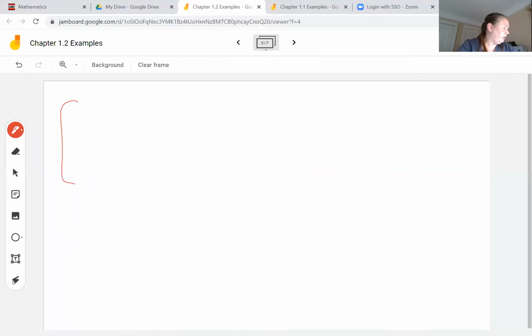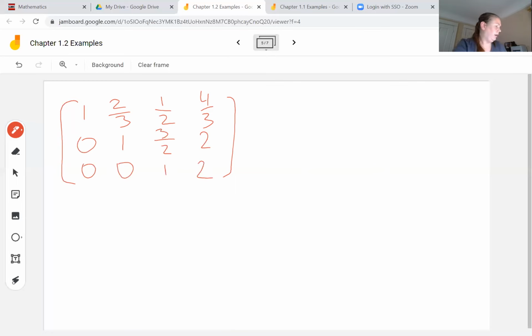So here's our matrix. It was 1, 2/3, 1/2, and 4/3, 0, 1, 3/2, 2, 0, 0, 1, and 2.